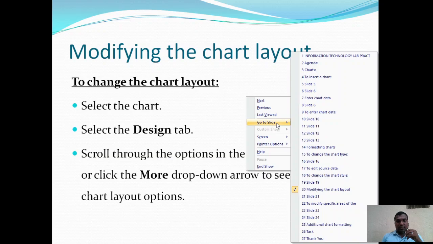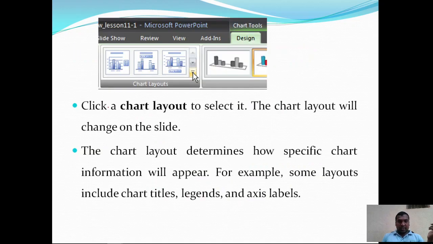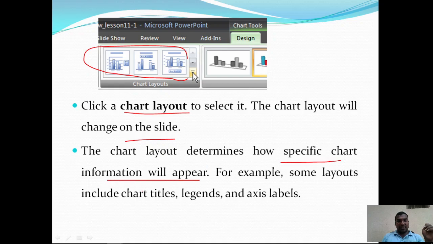So next, modifying the chart layout. The modification of the layout of a chart can be done in several ways. For example, to change the chart layout, go to the chart and in the design tab scroll through the options in the chart layout group, or click on the more drop down arrow to view various chart layouts and choose the appropriate one. So with that we can change the chart layout. Click a chart layout to select it, and the chart layout will change on the slide. The chart layout determines how specific chart information will appear.